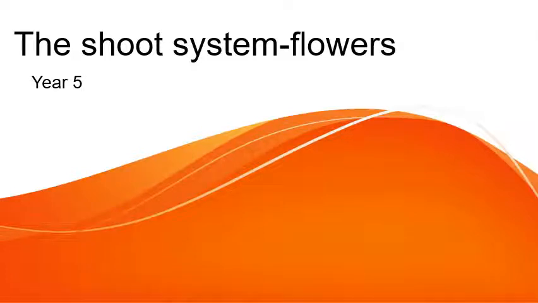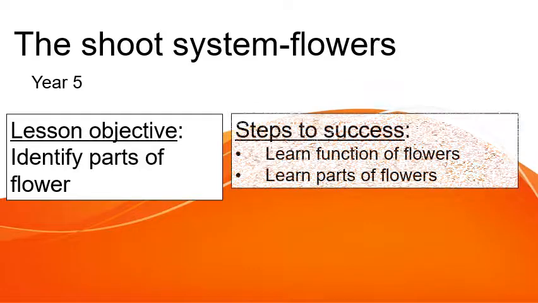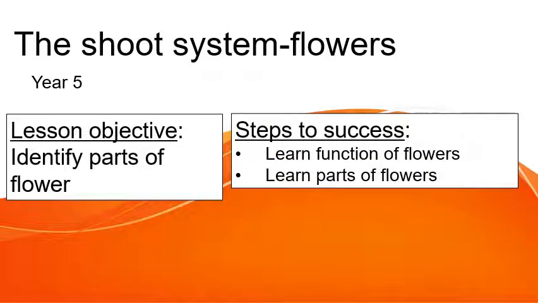Hello, Year 5. Today we're going to talk about the shoot system, flowers. So your lesson objective today is to identify parts of the flower. So your steps to success is to learn function of flowers and learn parts of flowers. So this is the third part of the shoot system. So last time you learned about the stem and the leaf. Now we're going to move on to flowers.